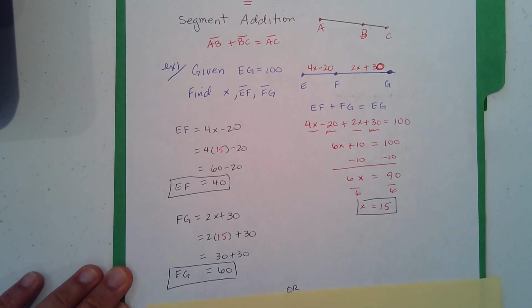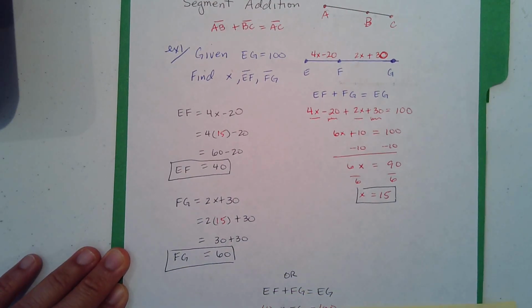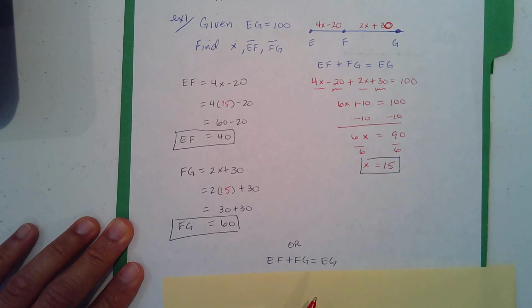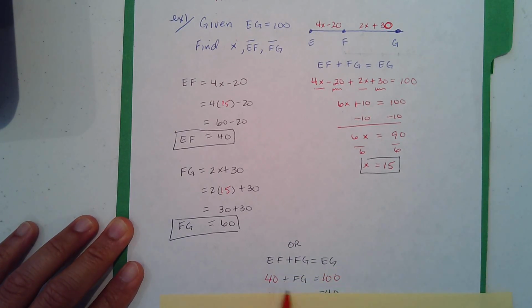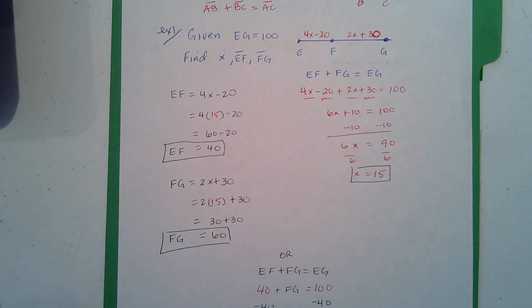Or what I said earlier was EF plus FG equals EG. So we substitute. EF is 40 plus FG is 100. Subtract 40, FG is 60. That's another way you can get the answer.